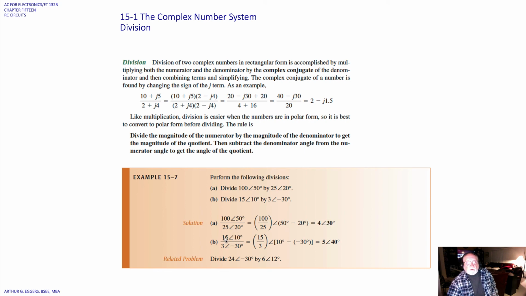For the next example, 15 at 10 degrees divided by 3 at minus 30. Again, we have 15 divided by 3, and then for the angles, we take the difference. 10 minus a minus 30 means we add them. So we have 10 plus 30 gives us 40, and 3 goes into 15 5 times. So that is dealing with the complex number system and adding, subtracting, multiplying, and dividing.